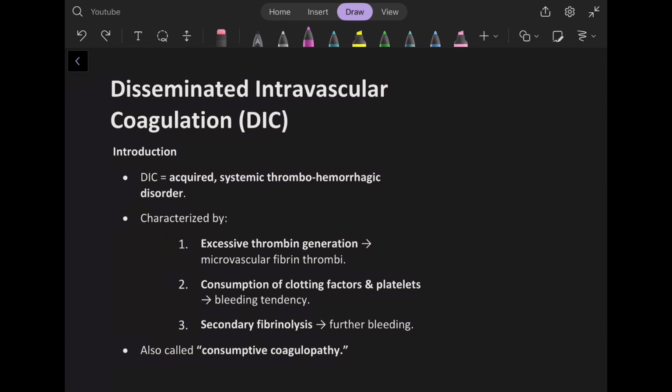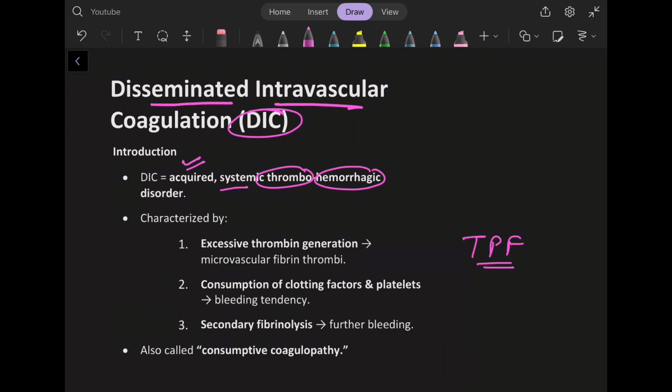Hello everyone, let's talk about disseminated intravascular coagulation, or DIC in short. It is an acquired systemic thrombohemorrhagic disorder. So thrombosis and hemorrhage both happen simultaneously. It has three key features which we will remember by T, P and F.